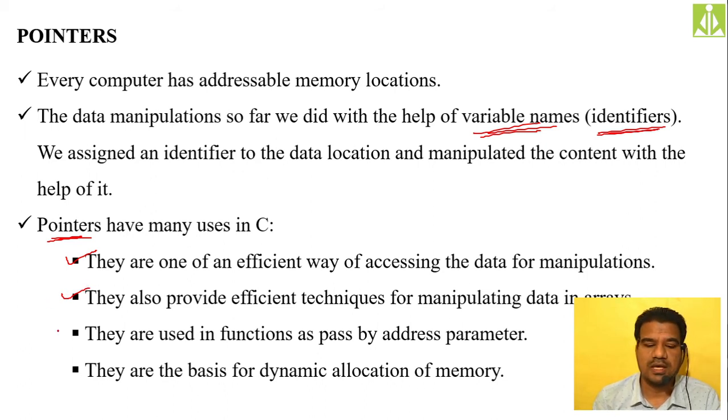They are used in function pass by address parameter. When we discussed functions, we discussed there are two different ways in which we can pass the parameters. The first one is pass by value, and the second one is pass by reference. This is where we use pointers. Whenever we are talking about pass by reference, there we are using the pointers. Pointers are the means of implementing the pass by reference mechanism.